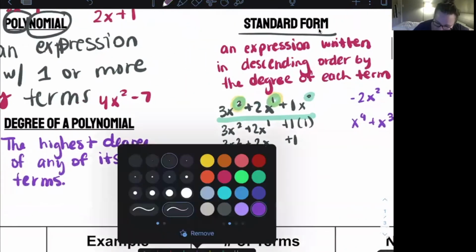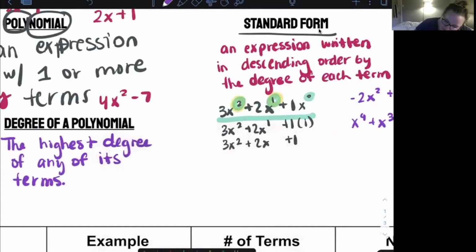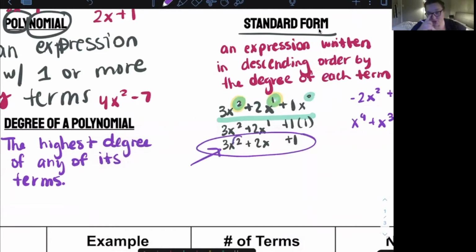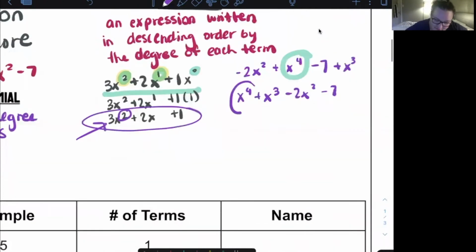So the degree of 3x squared plus 2x to the 1st plus 1 would be 2. It's degree 2 because that is the highest degree of any of these terms. If we had x to the 4th here, plus x cubed for this expression, the degree would be 4 because that's the highest degree of any term in that polynomial.